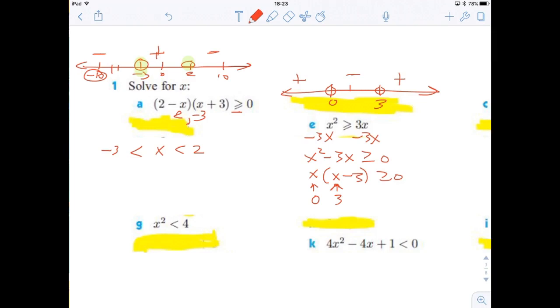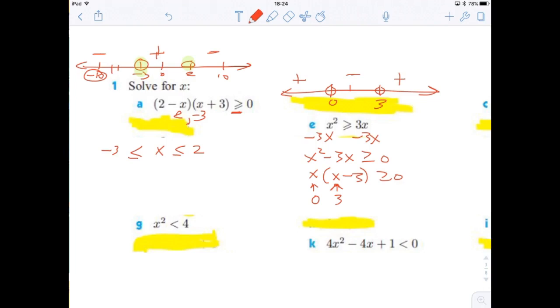Let's see. Well, if we want to be greater than or equal to 0, we need to include these 2 light green shaded points also. So we do need to include negative 3 and 2 in the interval. What about for this next one?